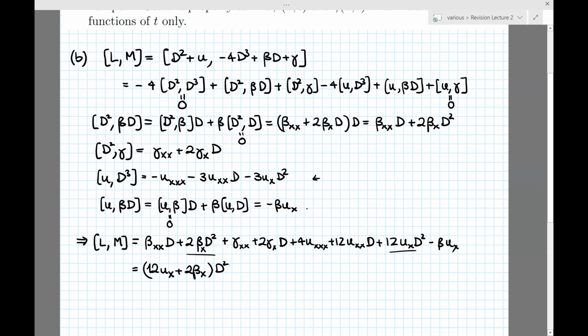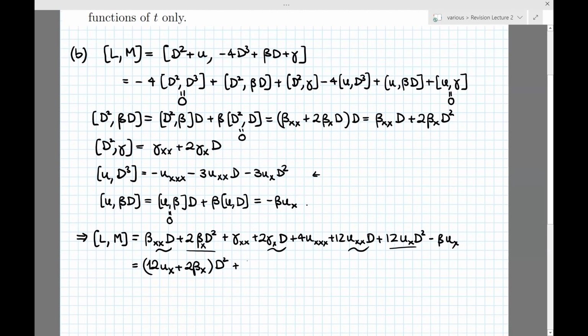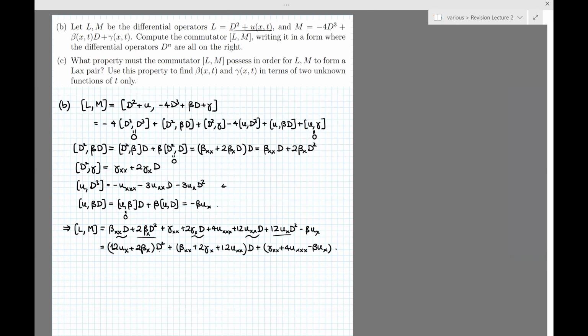Next, we look at terms which multiply a single power of d: beta xx plus 2 gamma x plus 12 uxx, which multiplies d. And finally, we have terms with no differential operator d. Those are gamma xx plus 4uxxx minus beta ux. Next, in part C, we're asked what property must the commutator of L and M possess in order for L and M to form a Lax pair.